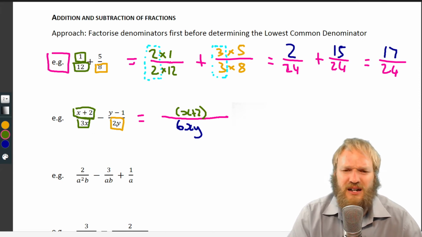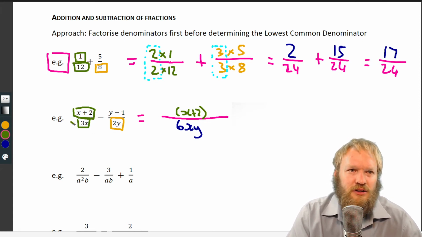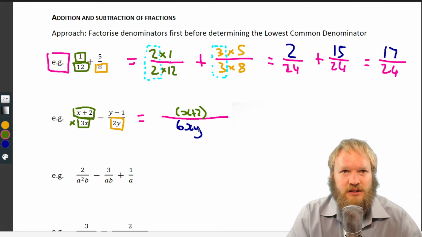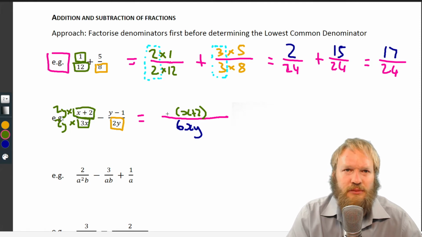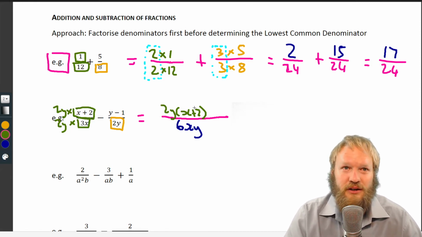But let's do it in that kind of, what did we multiply by? So what did we multiply 3x by to get 6xy? Well, we multiplied it by 2y. So therefore, we needed to multiply the numerator by 2y because we already saw this idea of multiplying by 1, but in a special way.